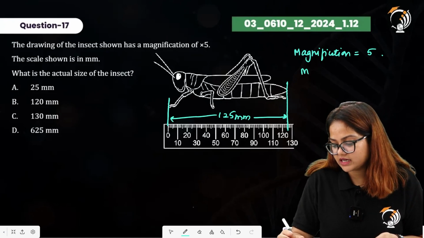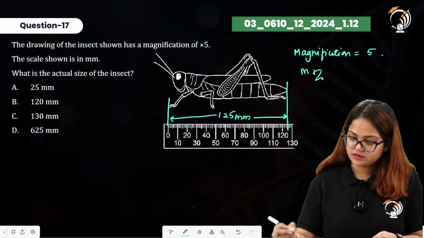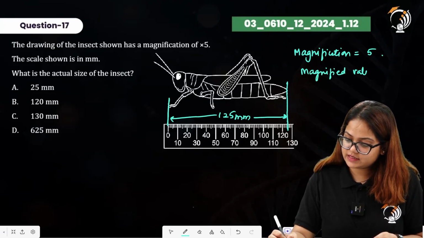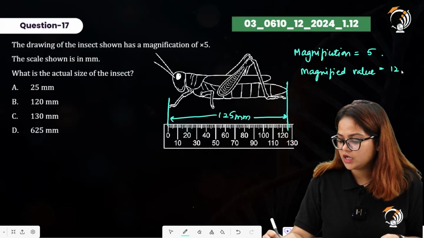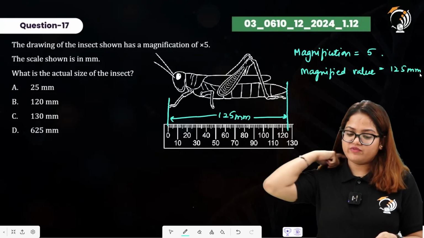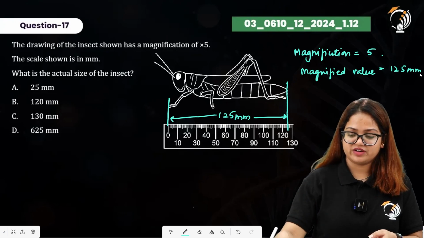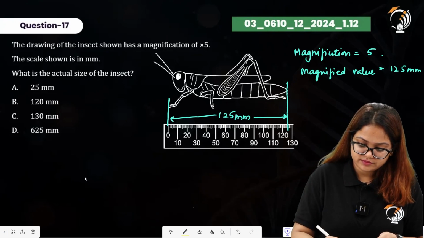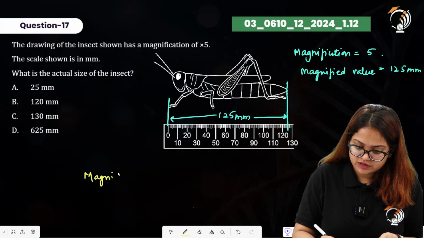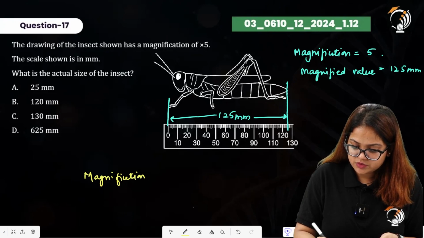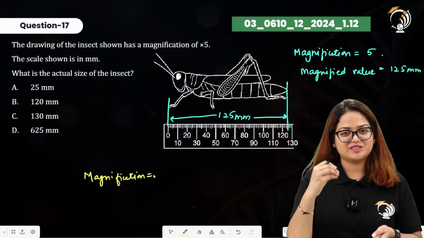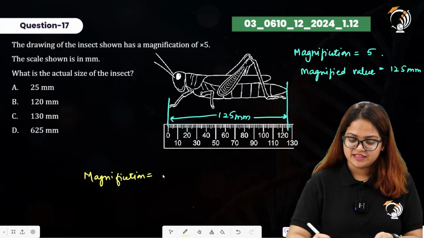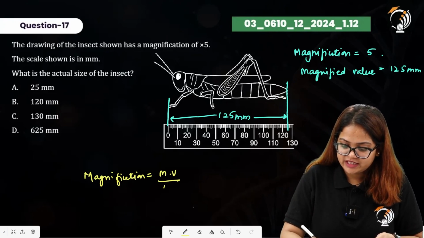So we have the magnified value as 125 millimeter. Now you have to calculate the actual size, and for that we have to apply the formula: magnification equals, and from now I will be writing just M equals MV by AV, right? It is magnified value by the actual value.